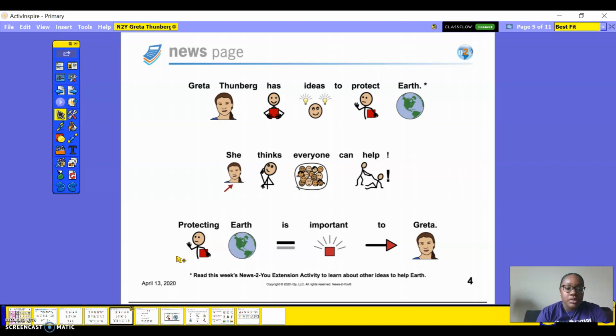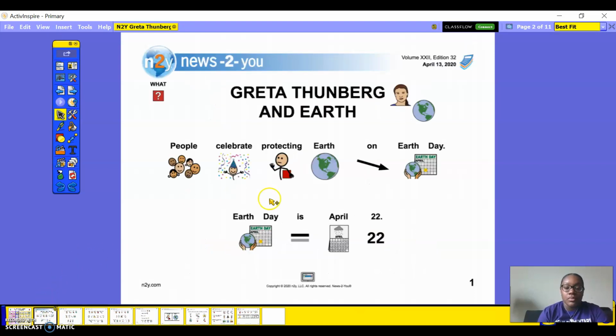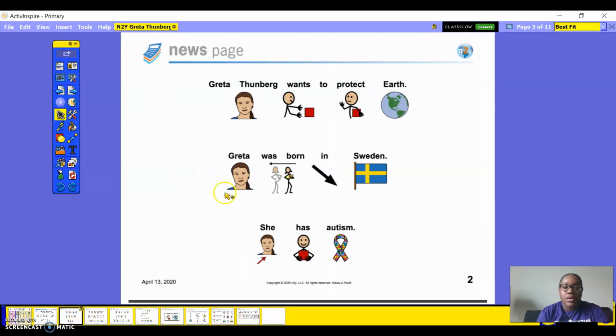All right, so let's go back and let's review what we read about. So remember, what was our story about? Greta Thunberg and Earth. And so our first page tells us that Earth Day is on April 22nd, and people are going to celebrate protecting the Earth on that day. And so they told us about a specific person. Her name is Greta. And Greta wants to protect the Earth.